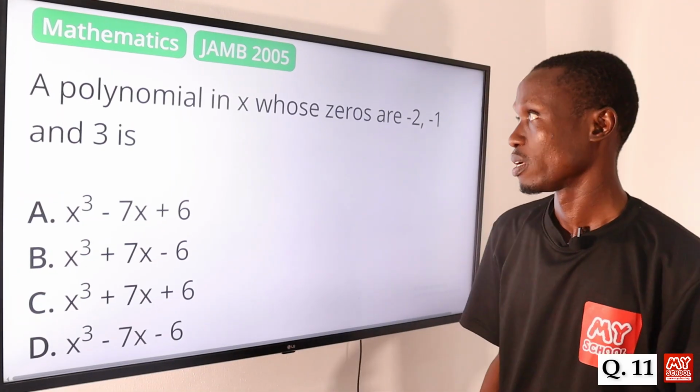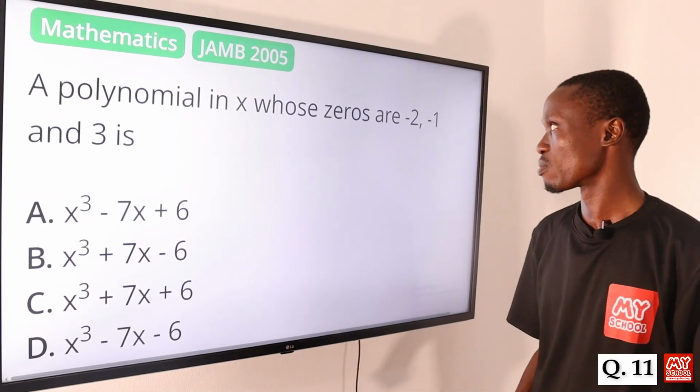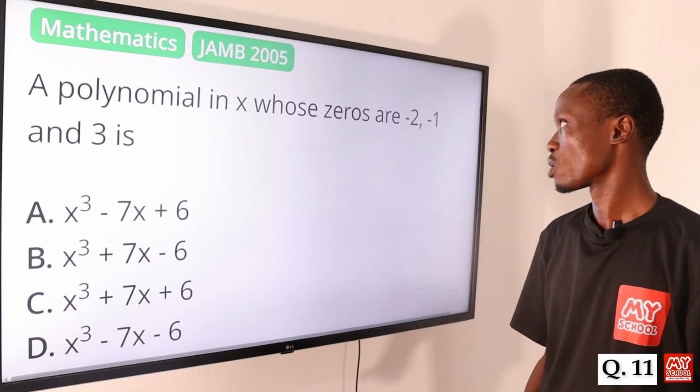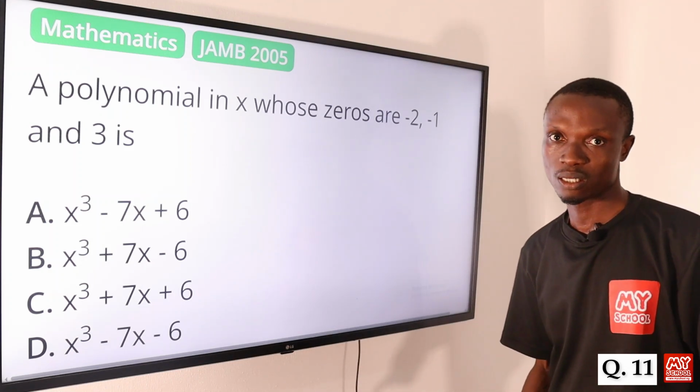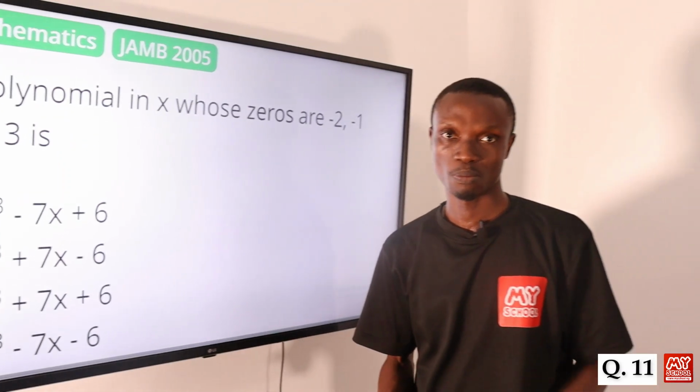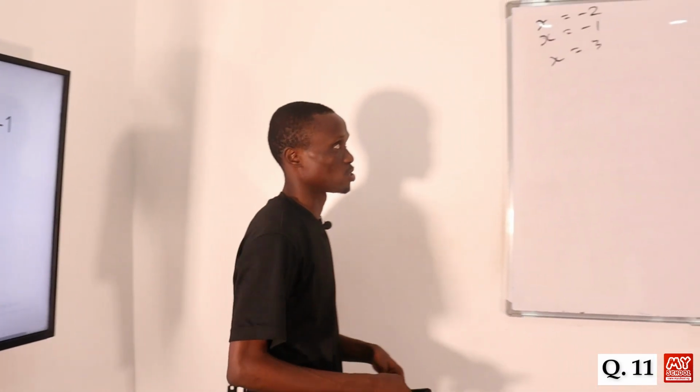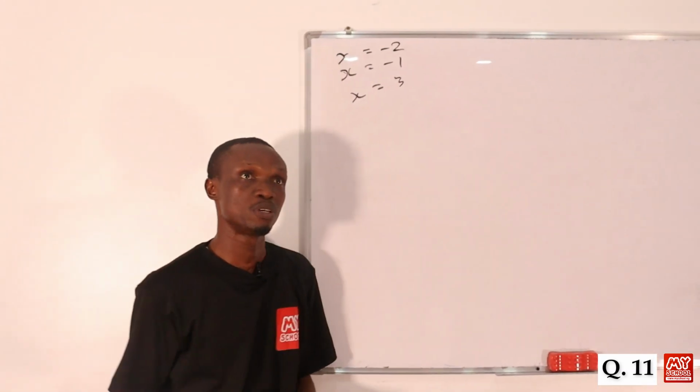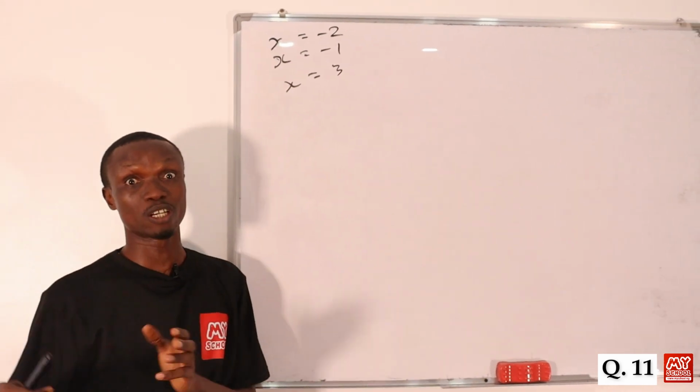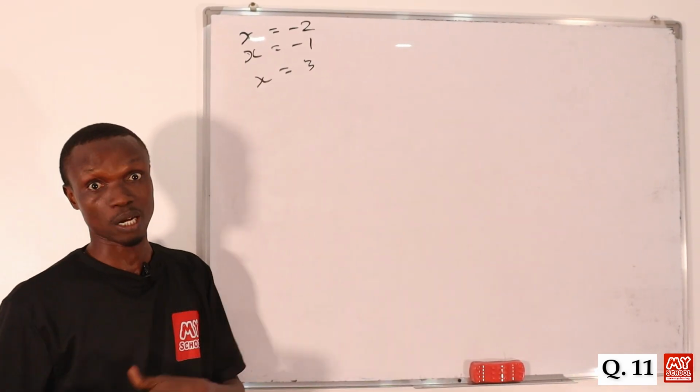Question 11. A polynomial in S whose zeros are -2, -1, and 3 is. So let's move over to the board to provide the answer to this question. So a polynomial in S simply means that the polynomial is equated to 0, the values of S were calculated.